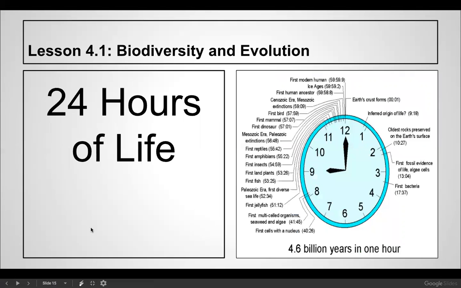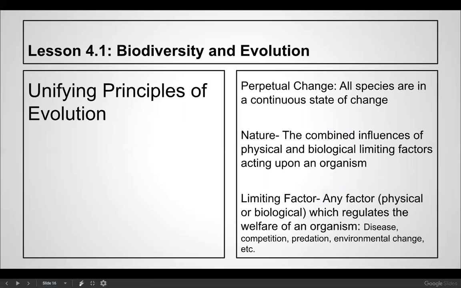All right, if we had 24 hours of life, if the entire existence of our planet was 24 hours, we wouldn't see first humans until the very last seconds on the planet, right? So you can take a look at this graphic, give you a good idea where things evolved. What are the unifying principles of evolution?